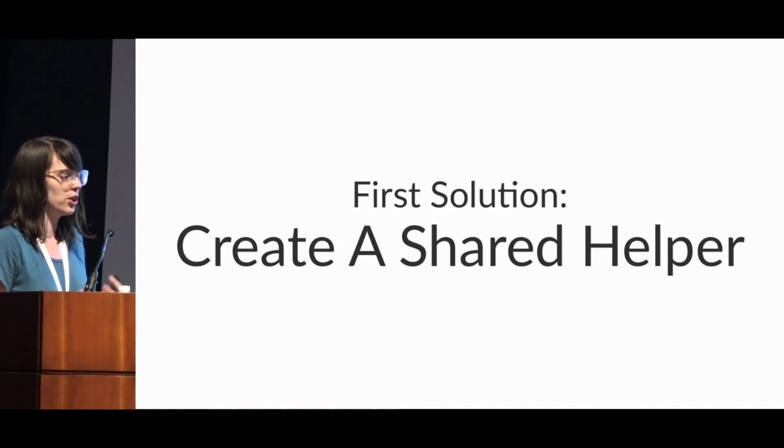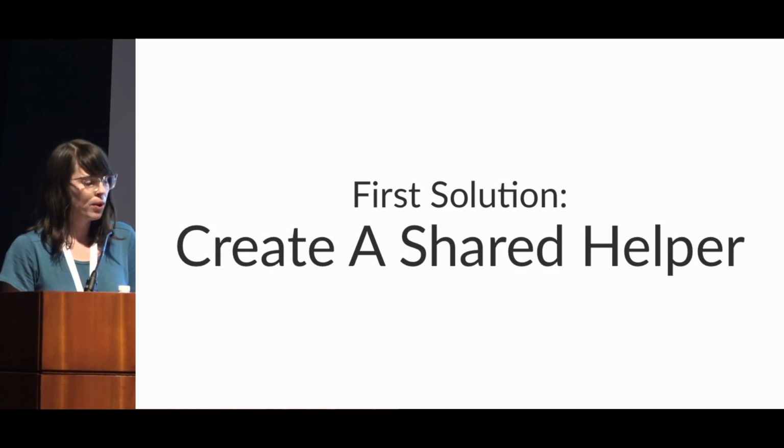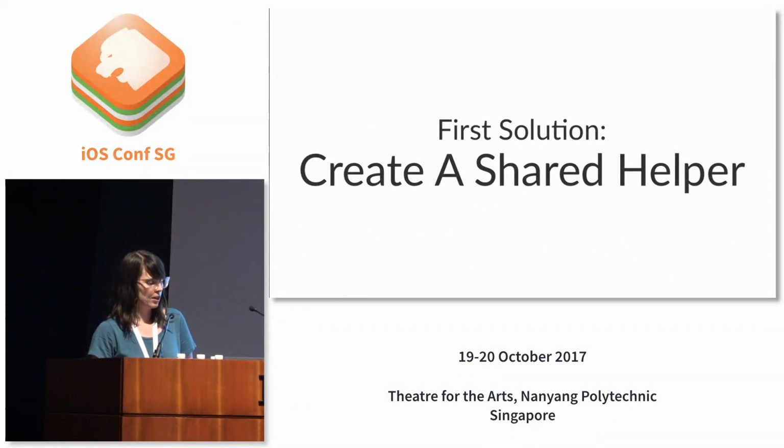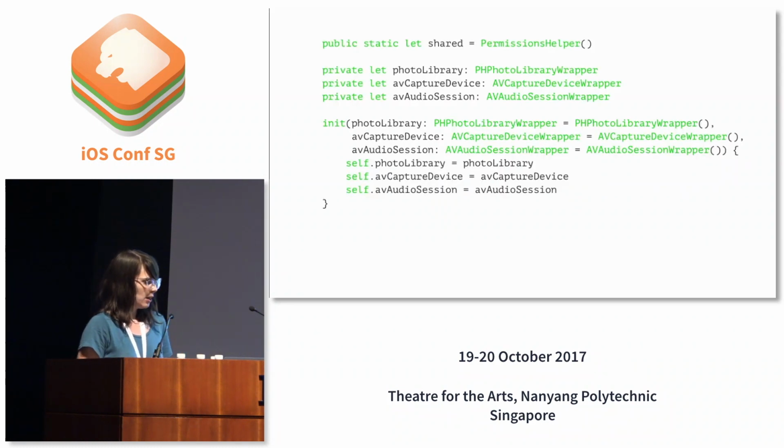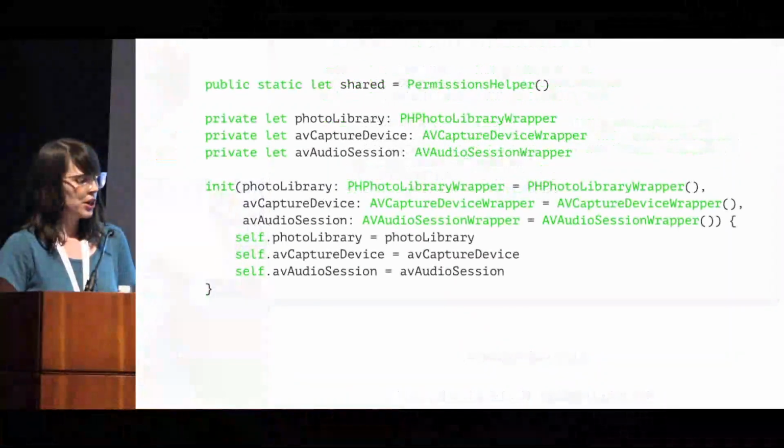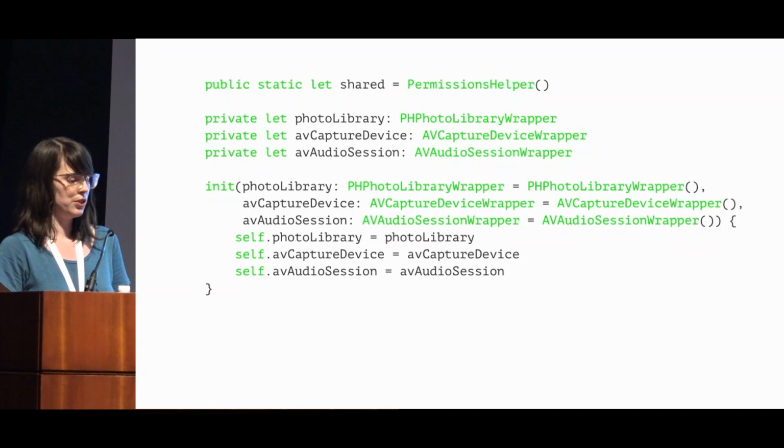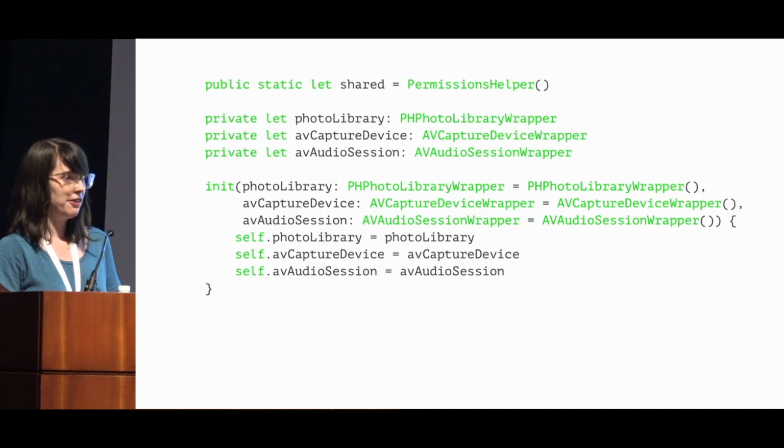So the solution to the code all over the place problem is to create one permissions helper for all your permissions. For us, it's camera, photo library, and microphone permissions, but there could be other permissions in the future. There will be no more redundant code or detective work needed to track code down. We have a singleton permissions helper. You initialize it with the classes that are used to determine each individual permission. For example, for microphone permissions, it's AV audio session. This approach allows us to do dependency injection so we can mock out all the different authorization states for testing.